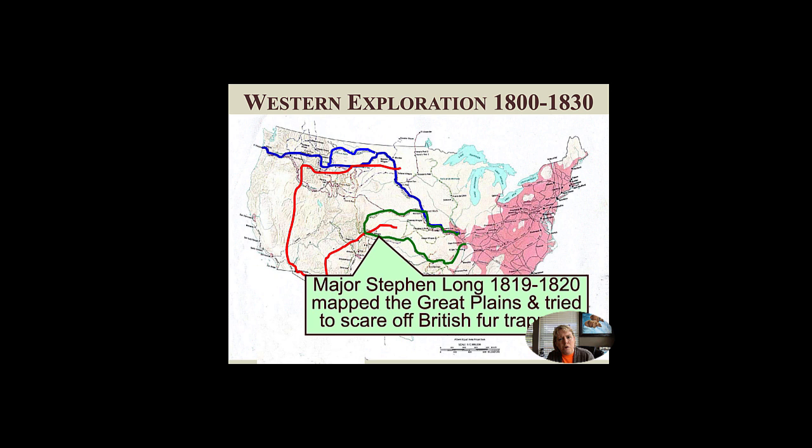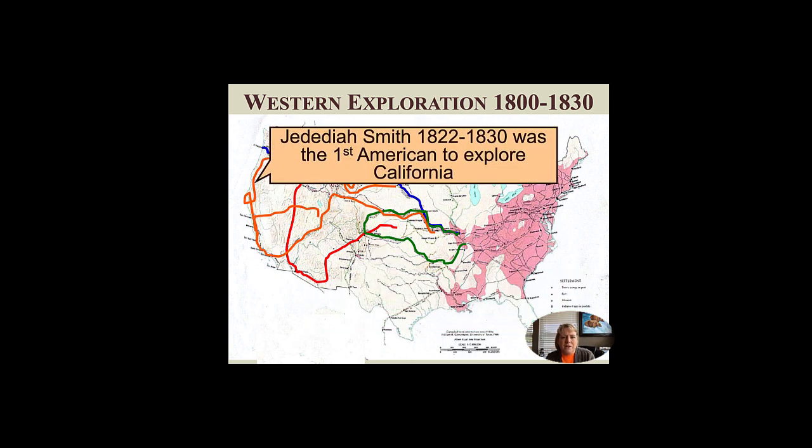Stephen Long is going to be tasked with going into the Great Plains and just ridding the United States of any remnant British troops or British fur trappers out there after the War of 1812. He's going to end up mapping the Great Plains, and this particular trail is going to become very important to the American economy.